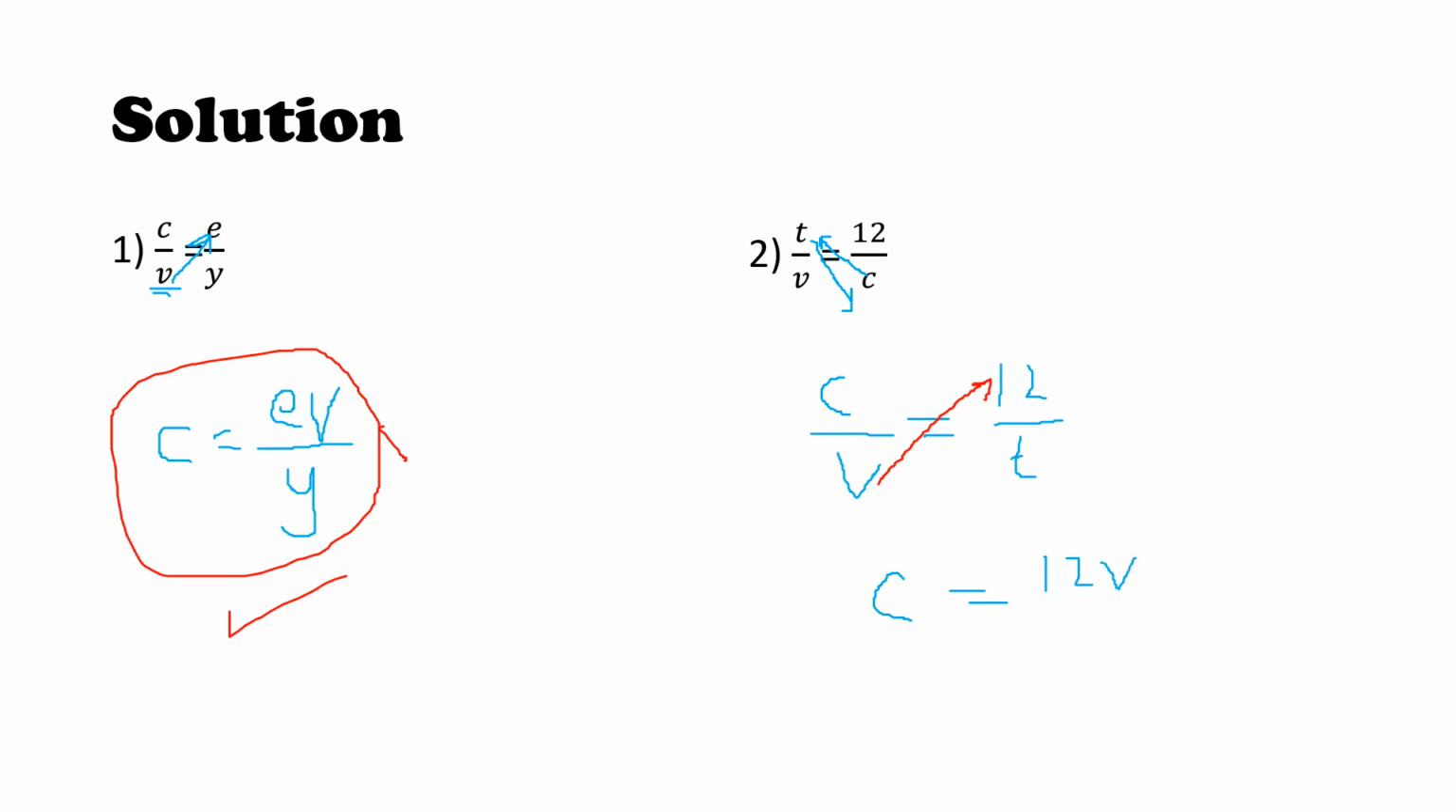12V. 12V, or if you want to put 12 multiplied by V, or 12 dot V, or 12 bracket V, all same thing. So 12V divided by t. And that does it. Easy does it. This solves my problem. So C now is equal to 12V divided by T.